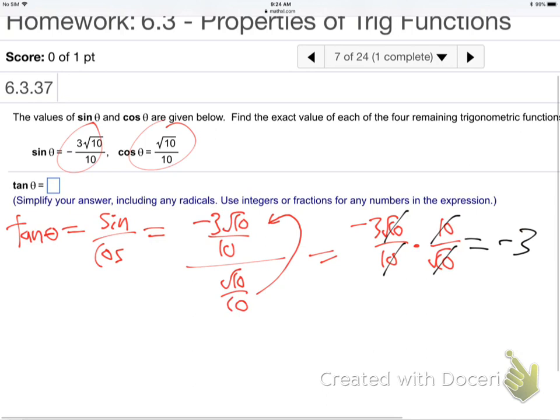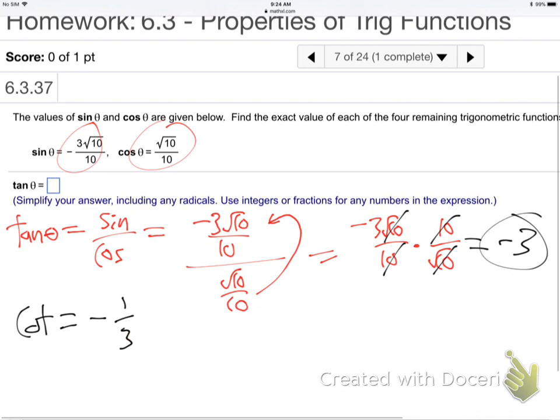So we got tangent. Now we want to get the other 3. You know how to get them. The other 3 are just upside down of these main 3. For example, cotangent: if tangent is negative 3, what's cotangent? Negative 1/3, just upside down.